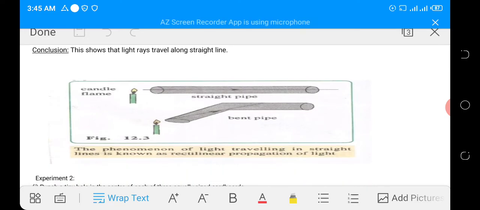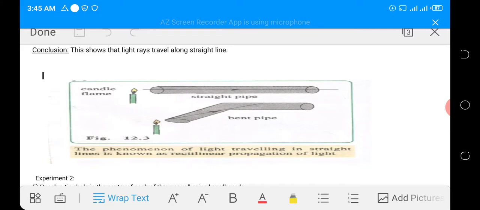If you go to the other end of the cardboard and look through it, you will see the light coming from the cardboard that is straight, but you won't be able to see the light coming from the bent cardboard. What do we conclude from this?